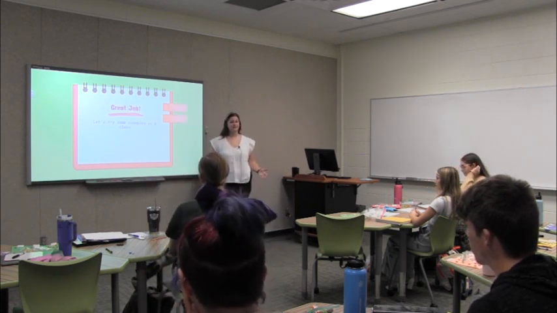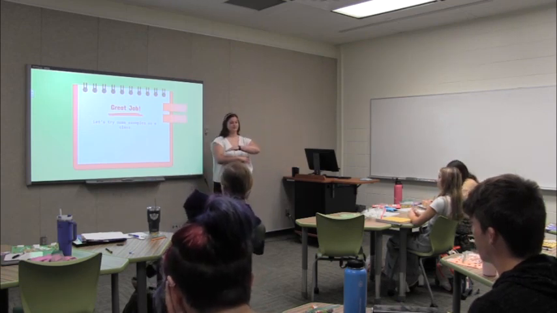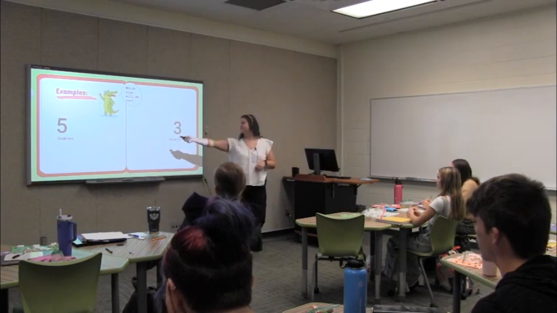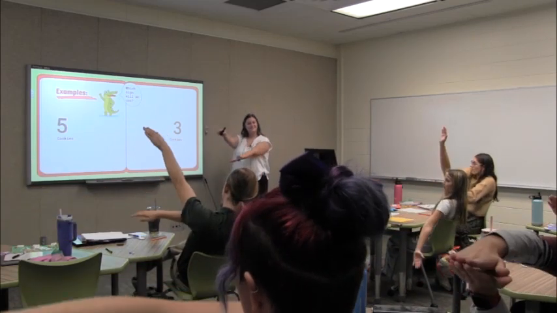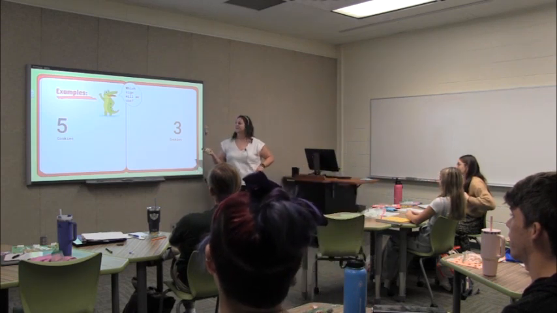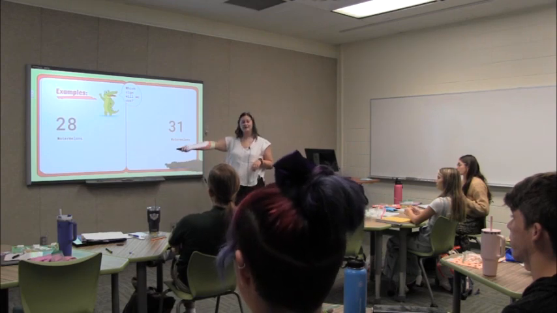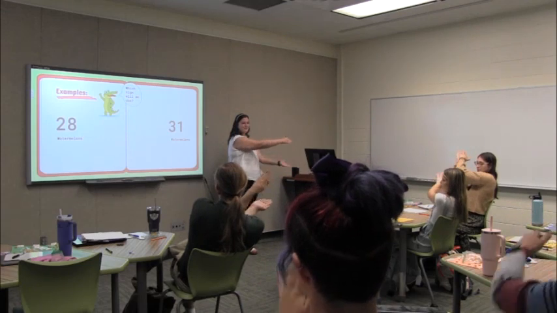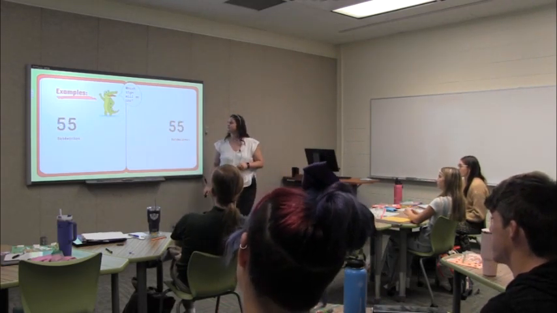All right, so let's try some examples as a class. We're going to look at these numbers, and we're all going to decide whether we're going to do greater than, less than, or equal to, okay? So would Mr. Alligator rather eat 5 cookies, or would he rather eat 3 cookies? 5 cookies. Good job. And which sign is that? Greater than. Good job. All right. So would he rather eat 28 watermelons or 31 watermelons? 31 watermelons. And which sign are we going to use? Less than. Good job.